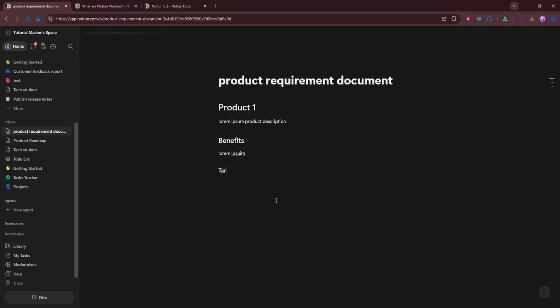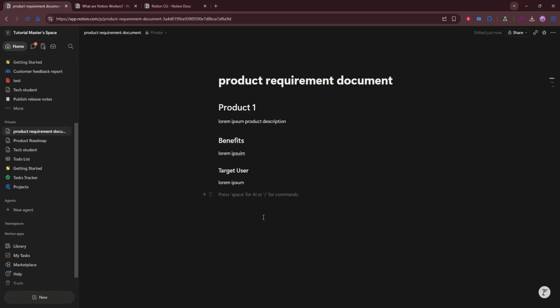Now add the product goals, requirements, and success metrics. The goals should describe what the product is intended to achieve. The requirements should outline what needs to be included for the product to work as expected. The success metrics should explain how results will be measured, whether that's through adoption, engagement, completion rates, or another meaningful outcome.